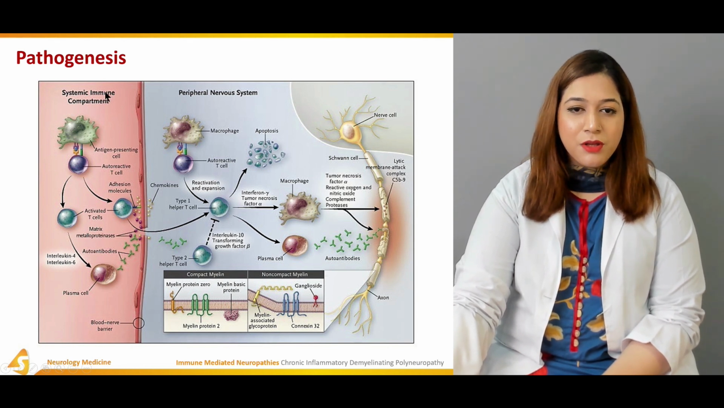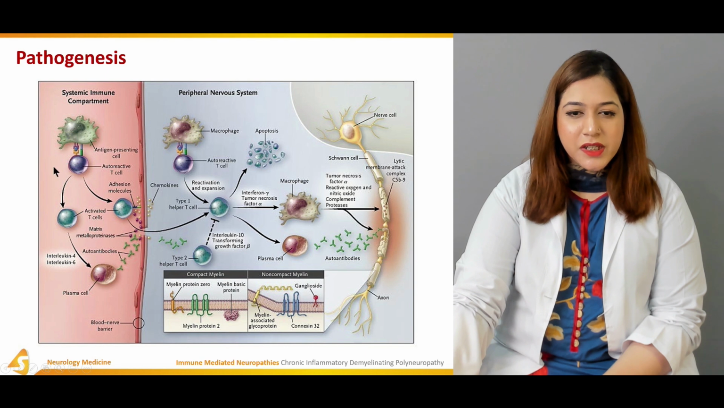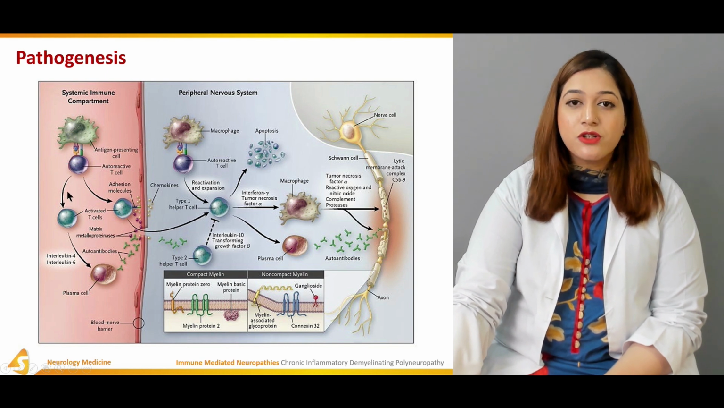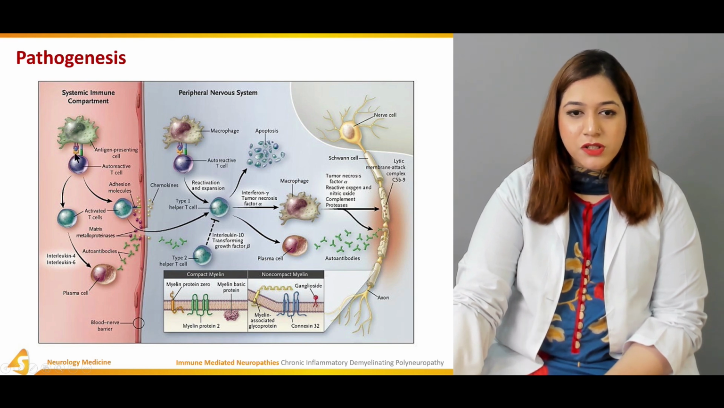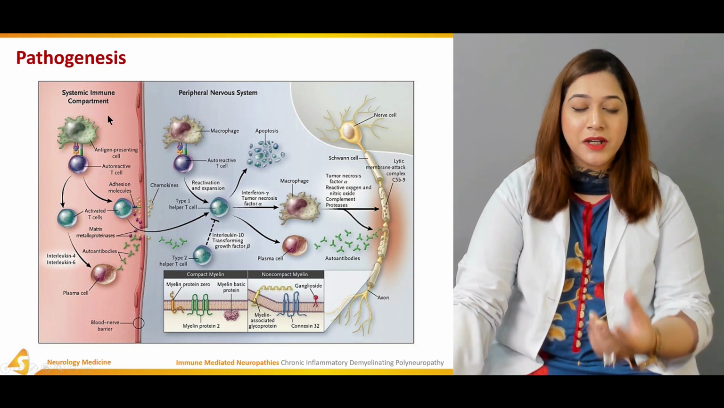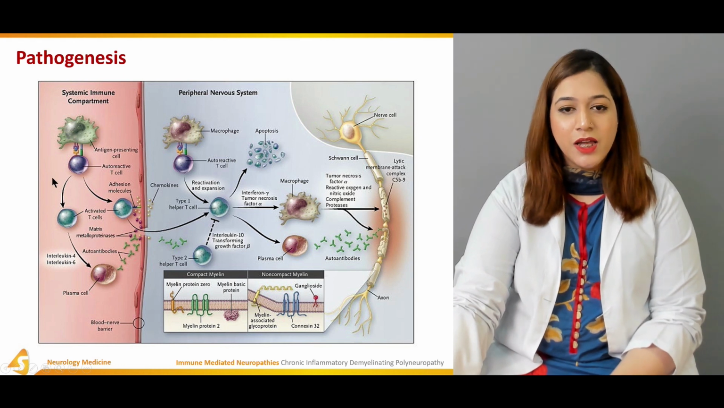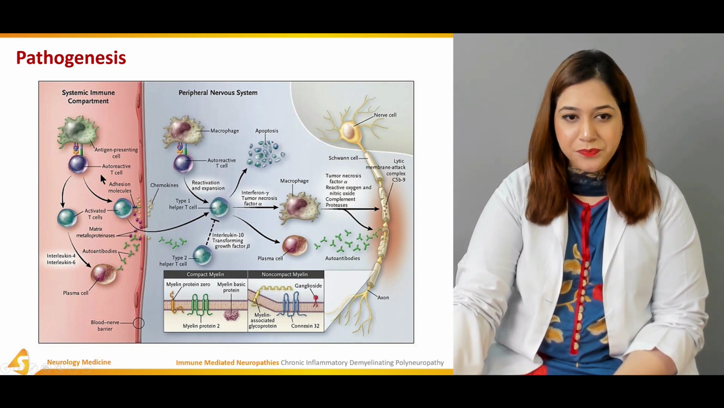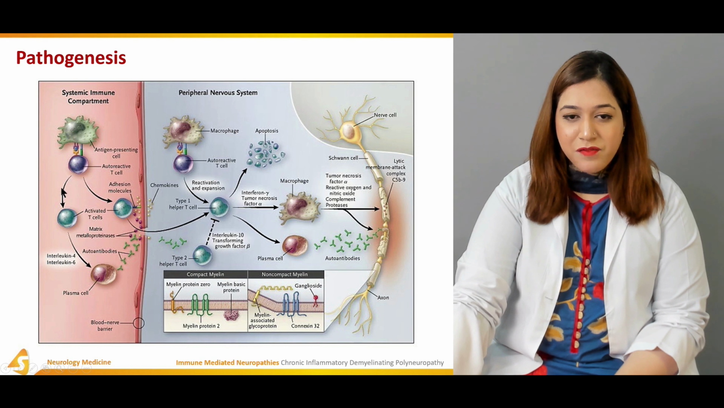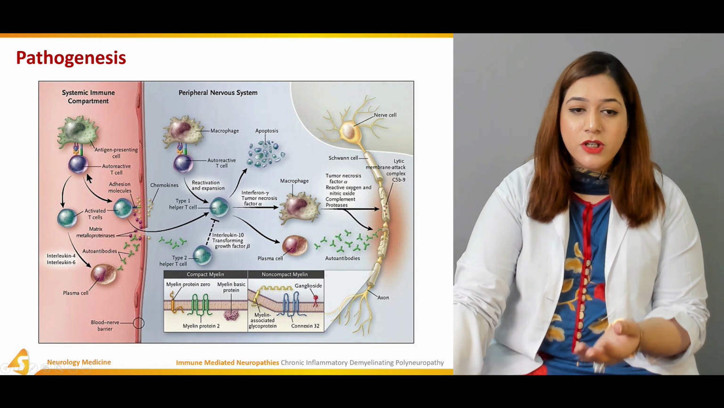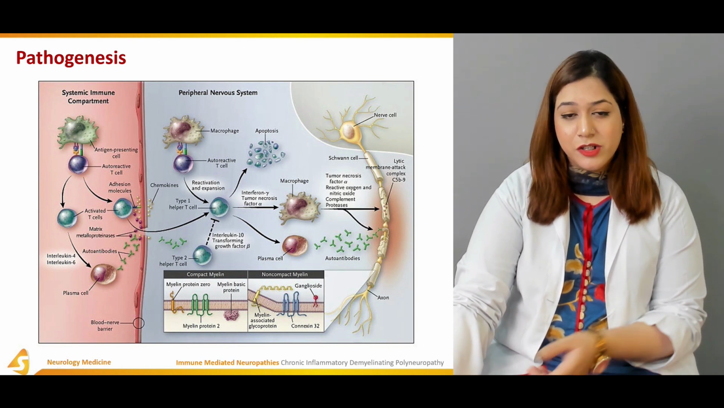So this is the systemic immune compartment. As you can see here, the T cells recognize a specific autoantigen in the context of major histocompatibility complex class 2 and the co-stimulatory molecules on the surface of the antigen-presenting cell, which is basically a macrophage. The macrophages act as antigen-presenting cells. They capture the antigen and present it to the T cell. An infection might trigger this event through molecular mimicry, a cross-reaction toward epitopes shared between microbial agents and nerve antigens.